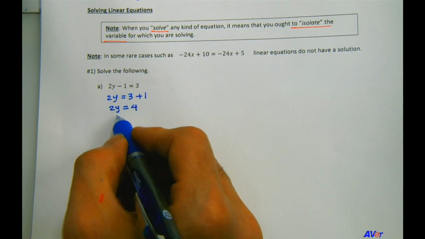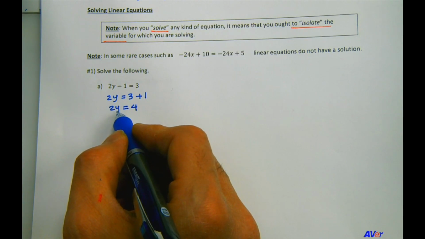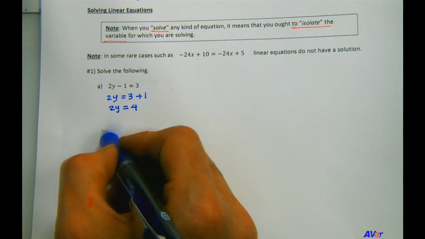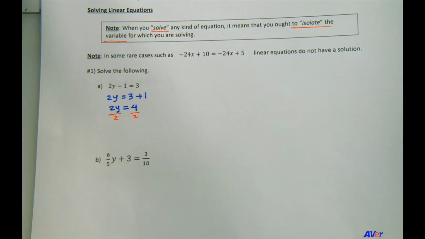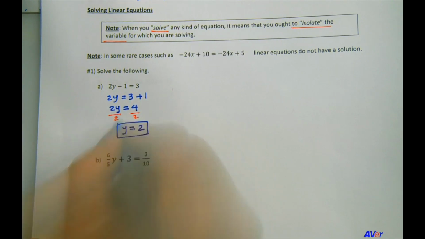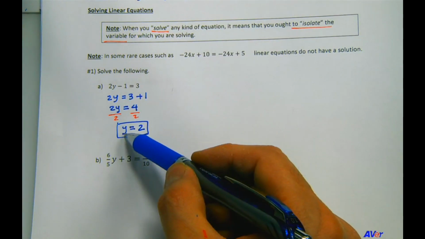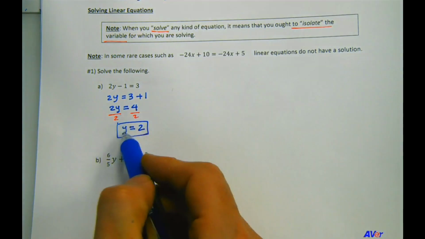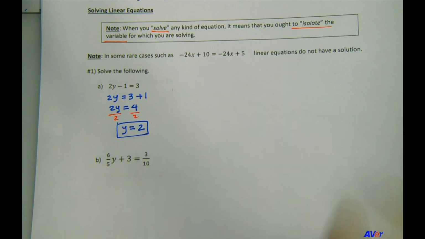We're so close to isolating y, right? What else should we do in order to isolate y? There's a 2 right next to it. We need to get rid of that 2. So let's divide both sides by 2 to get rid of that 2. So now we have y equals 2, right? We wanted to solve for y, which means we wanted to isolate y. And now y is isolated by itself, and look what we have on the other side. Okay.